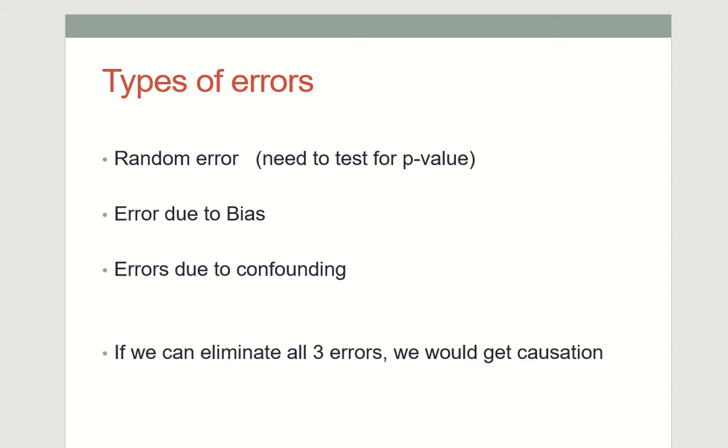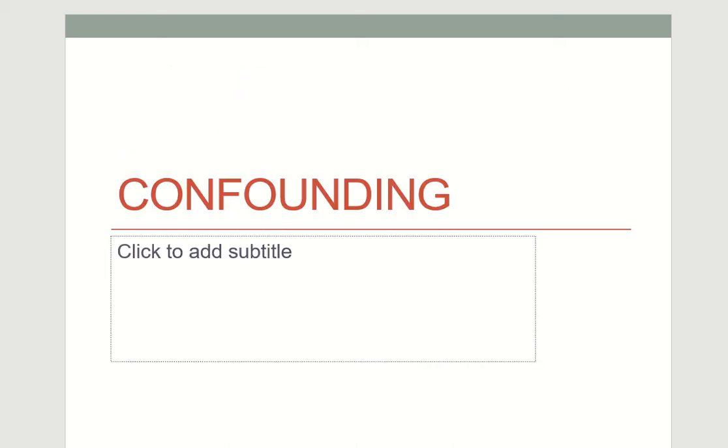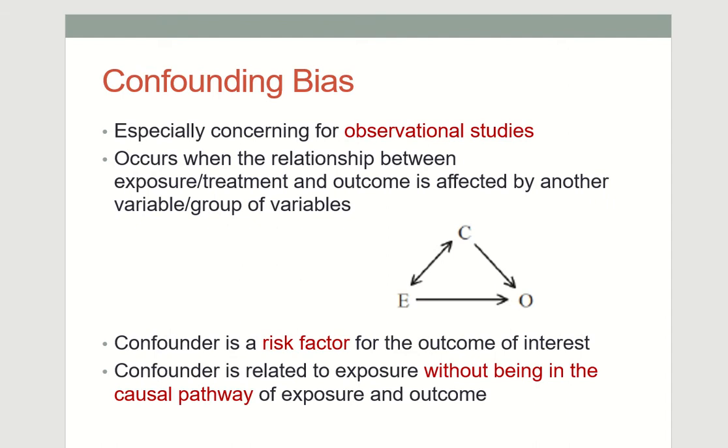So first, let's talk about confounding. This is a typical example of a confounding, or maybe a typical definition of a confounder. What is a confounder? If you think about an exposure that is related to the outcome, so here an arrow goes from the exposure to the outcome, meaning that the exposure is leading to the outcome.